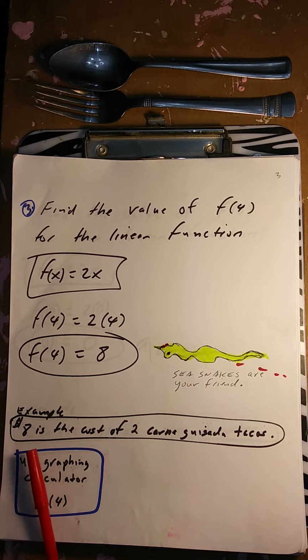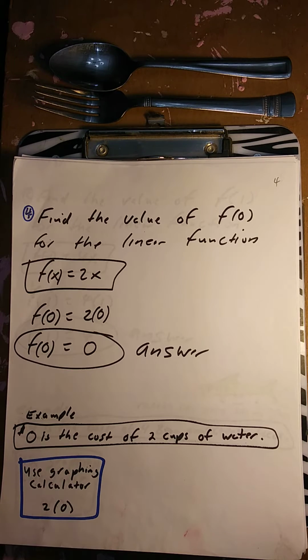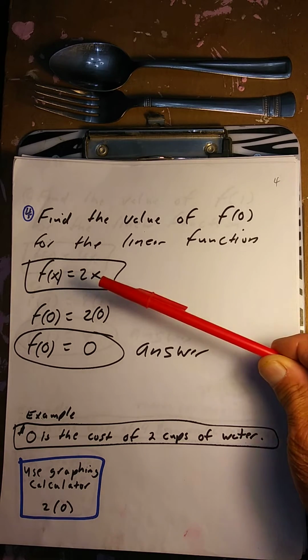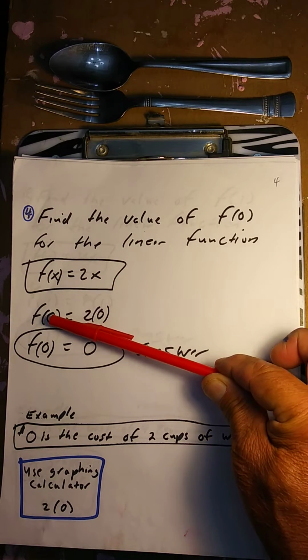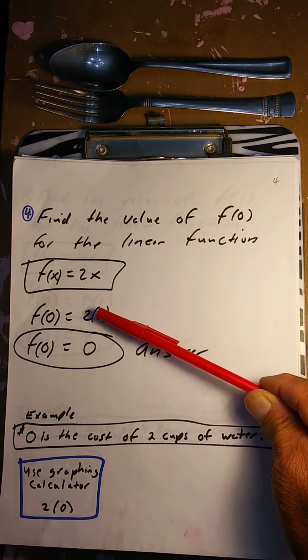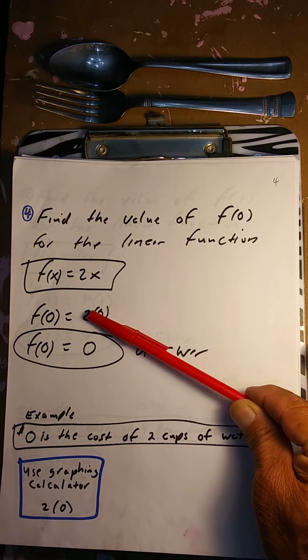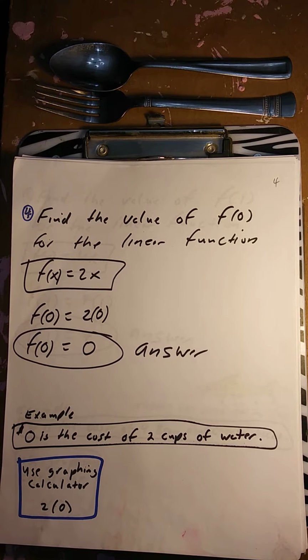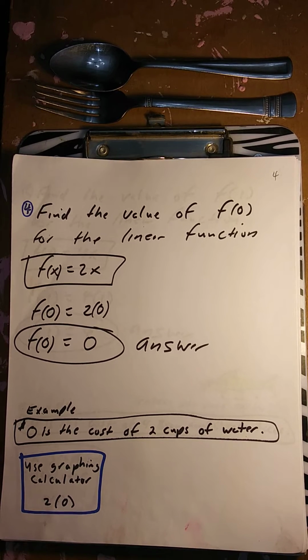$8, example, $8 is the cost of 2 carne guisada tacos. Or grab a calculator. Next one. Find the value of f of 0 for the linear function f of x equals 2x, so put a 0 there. 2 times 0 is 0. 0 times any number is still going to be 0. Got it? 0 is the cost of 2 cups of water.